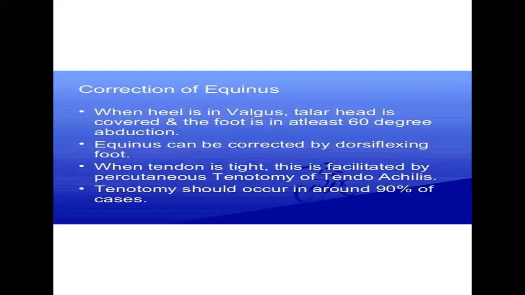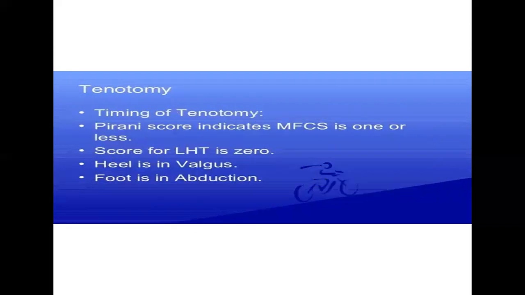Correction of equinus. When the heel is in valgus, the talar head is covered and the foot is in at least 60 degrees of abduction, equinus can be corrected by dorsiflexing the foot. When the tendon is tight, this is facilitated by percutaneous tenotomy of the Achilles tendon. Tenotomy should be needed in around 90% of cases.